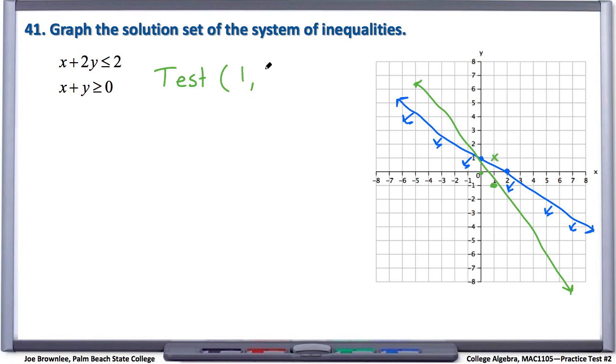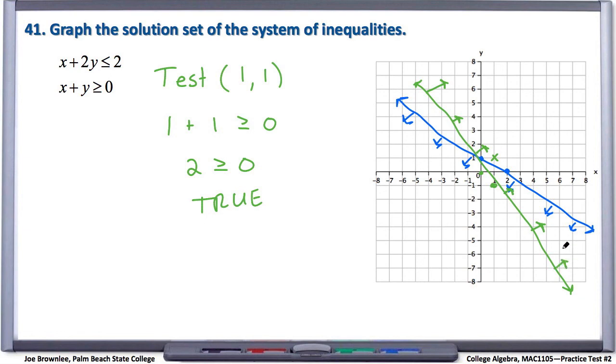All right, so if we test (1, 1), we're going to plug this point into the original inequality and see if we get a true or false statement. So we have 1 plus 1 is greater than or equal to 0. We know 1 plus 1 is 2, so 2 is greater than or equal to 0. Is this a true statement or a false statement? Well, we know that's true. So because the point we chose is above the line and we got a true statement, we're going to shade above the line.